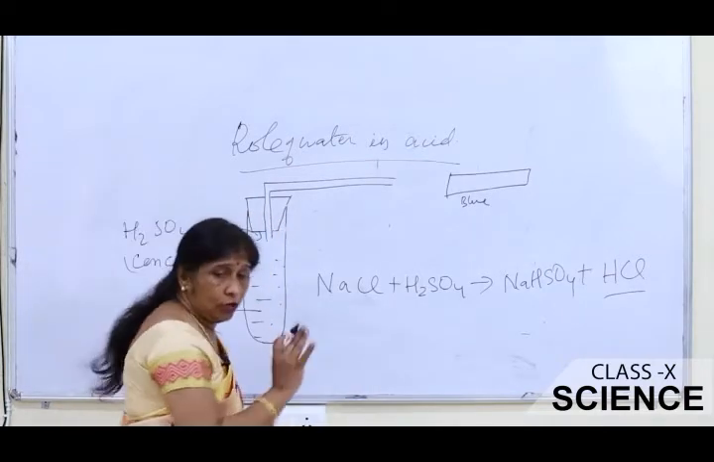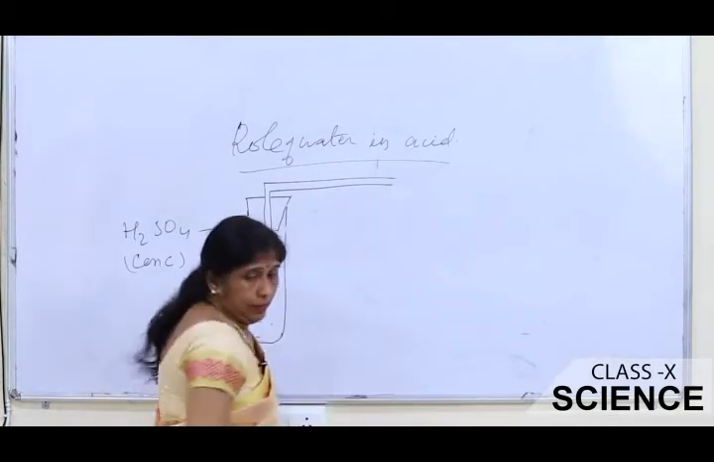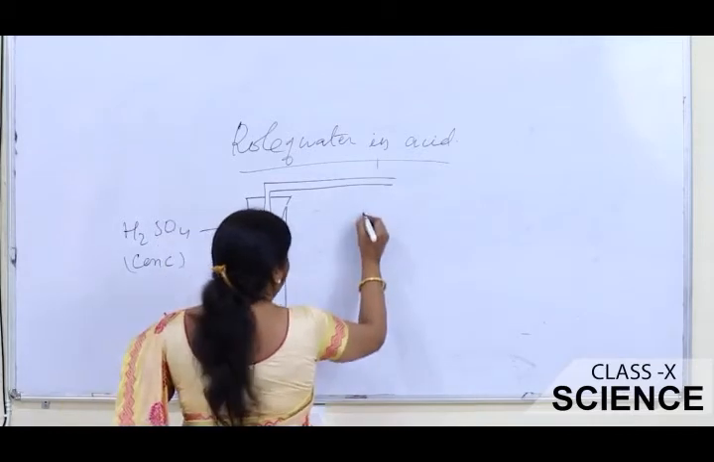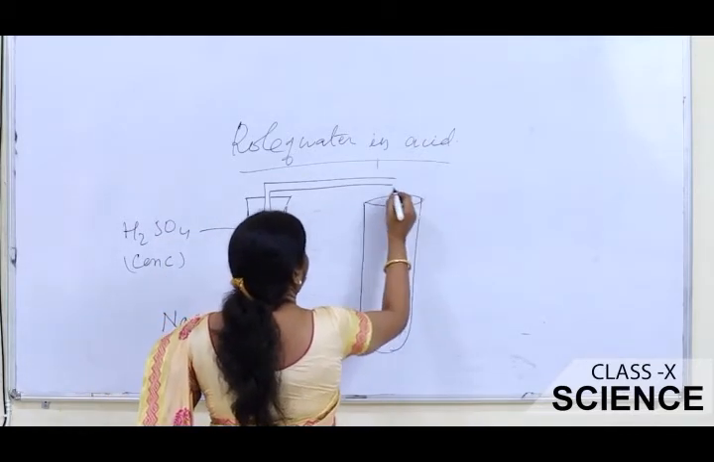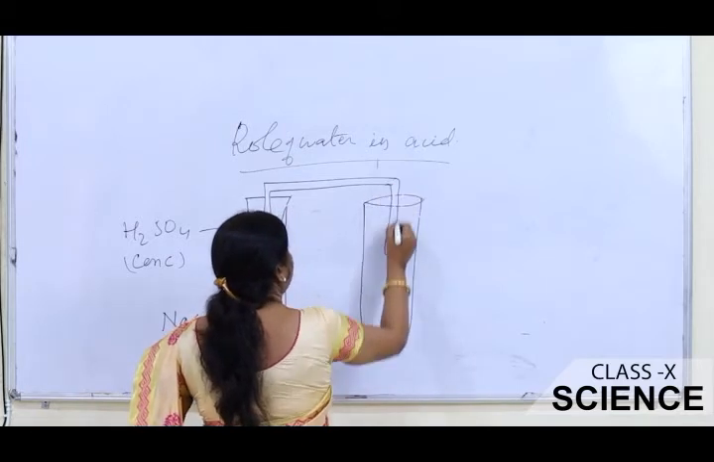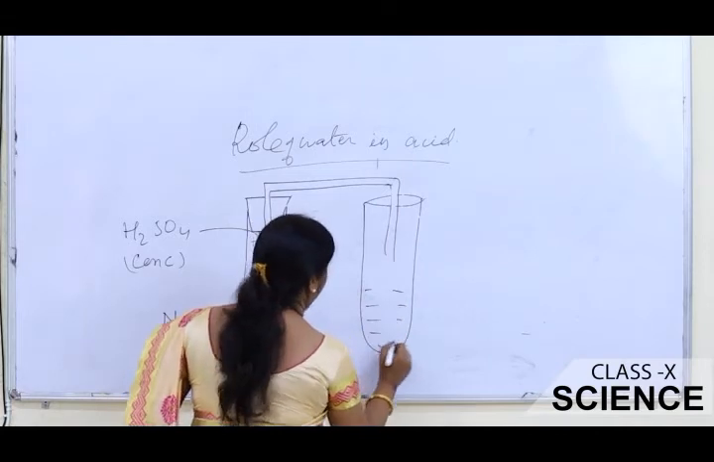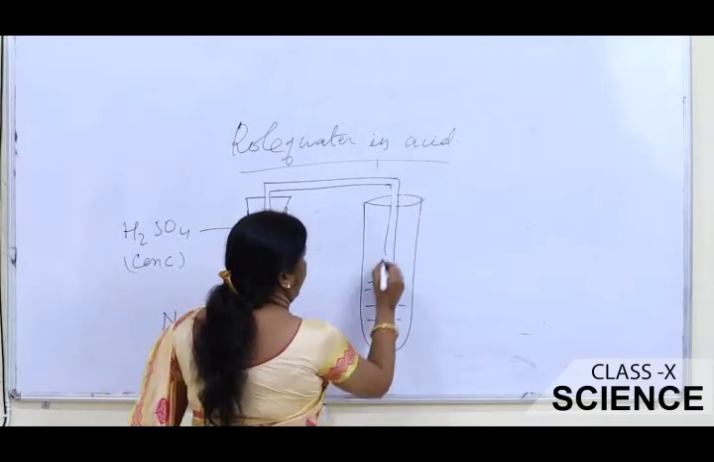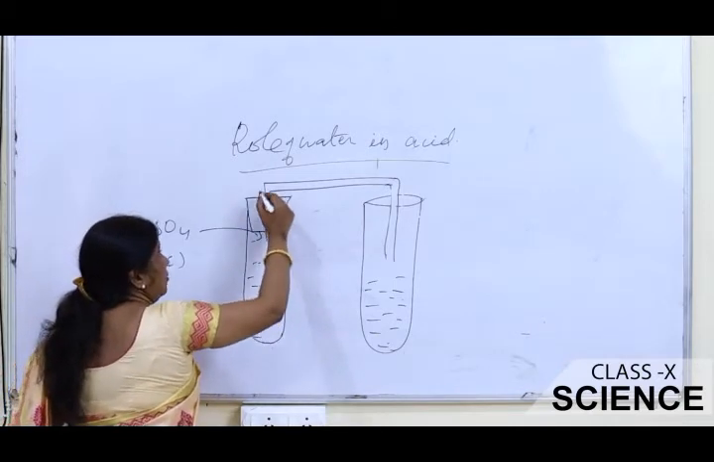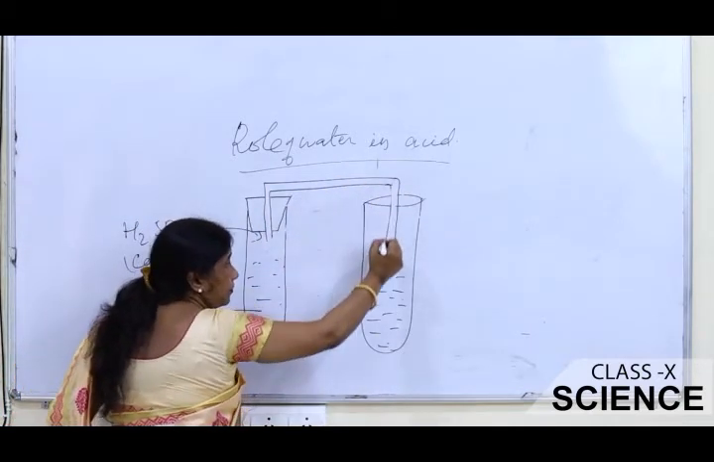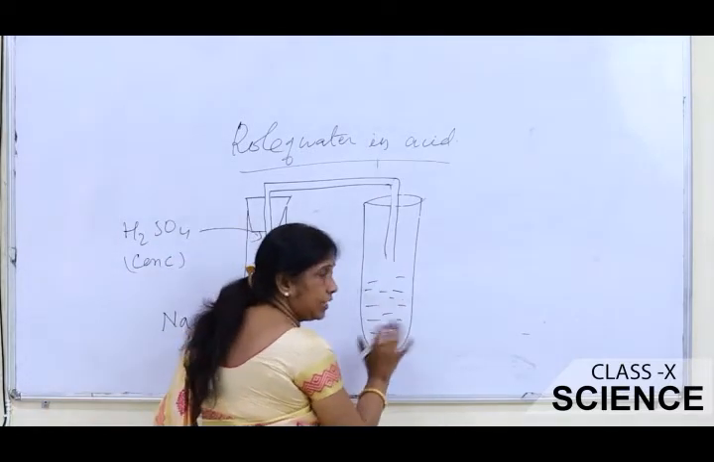This experiment can also be observed. We will make another setup. Just see here. We can take another test tube like this. Now allow this delivery tube to pass into this. Take some water in this test tube. Now what will happen? The HCl gas which is produced from here will move through the delivery tube, come down, and reach the water.